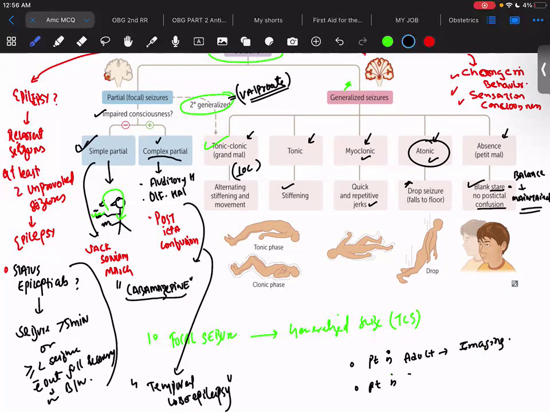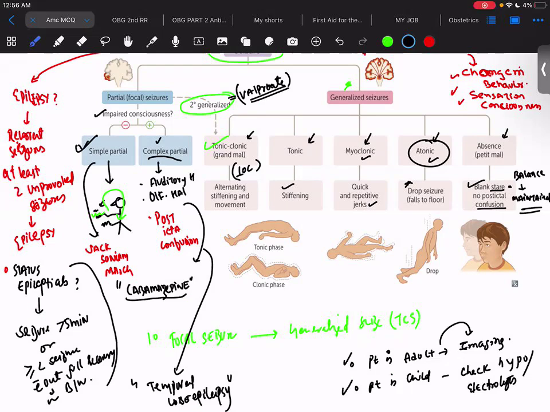If the patient is a child and it is a first episode of seizure, we have to check the hypoglycemia, of course. We have to check the electrolytes. Okay, these things should be done. Patient with the first episode of seizure and the patient is an adult, go for the imaging. Then later on, go for the electrolytes, hypoglycemia, and all.